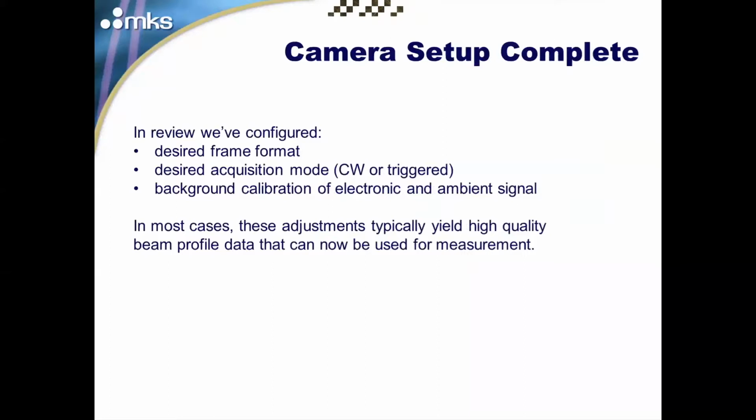So at this point, we have configured our camera. The data that we should be getting from the camera should be useful for laser beam profiling. We've configured a frame format. We figured out our acquisition mode, how we're triggering it, or if we're running CW. And we've taken care of any background calibration or other signals. And in most cases, this will yield high-quality beam profile data.